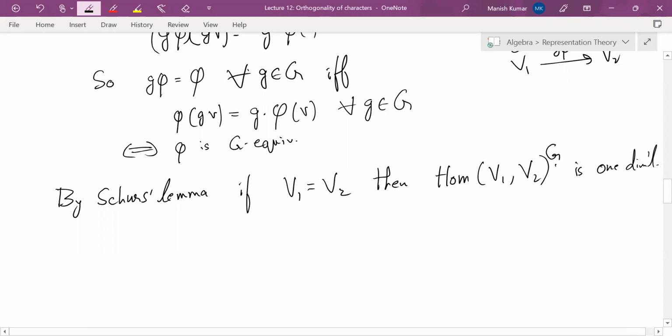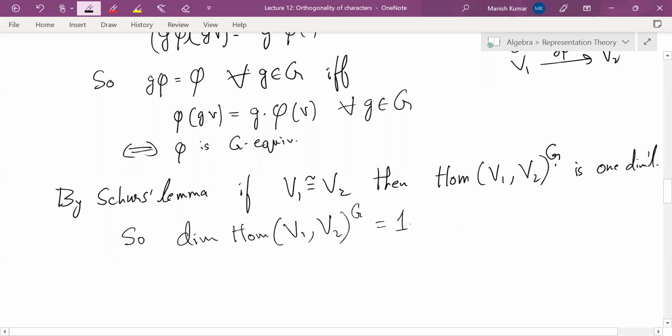Every linear map from V1 to V2 is given by a scalar. So even if they're isomorphic, once you identify V1 with V2, this is going to be one dimensional. You take one map, and every map is just a scalar multiple of that. So that tells you that the dimension of Hom(V1, V2)^G is 1.